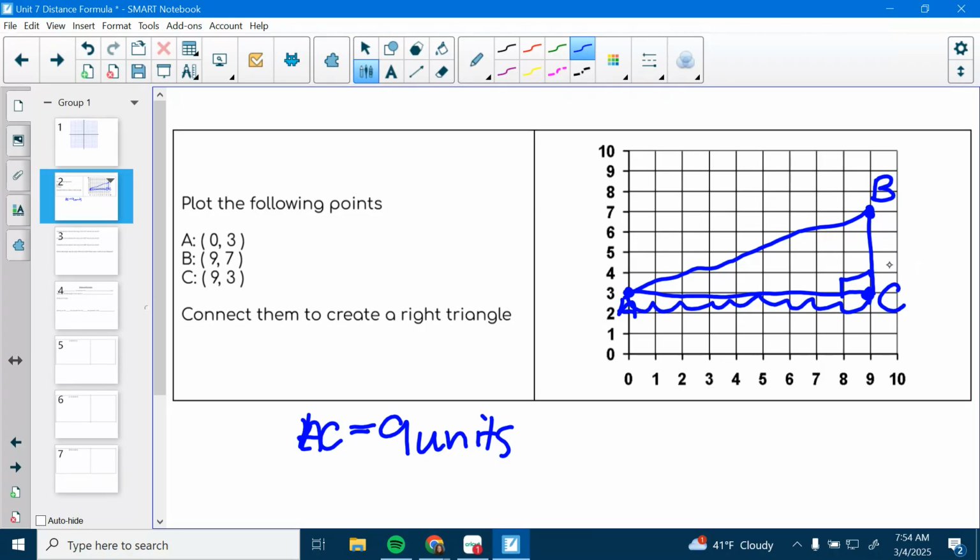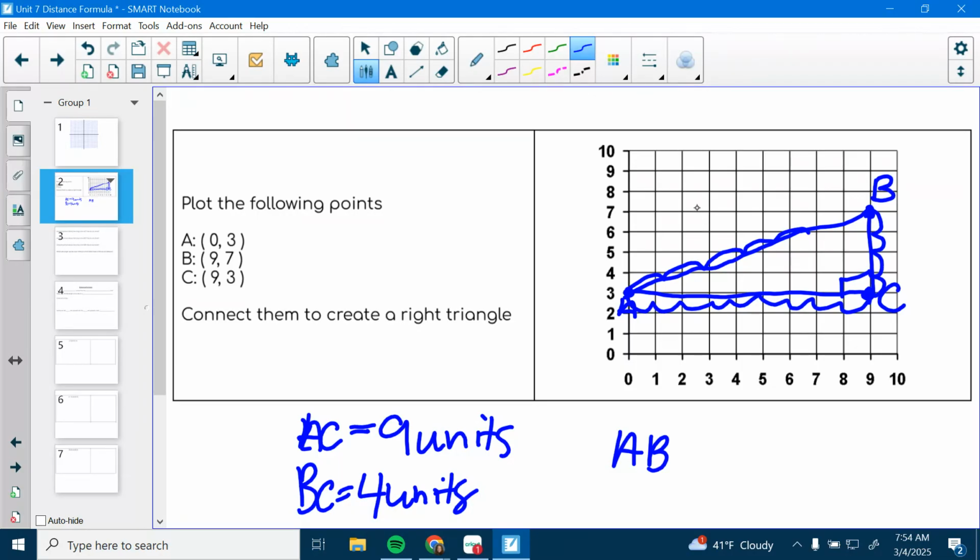I can do the same thing for B to C. Start at B, go down 1, 2, 3, 4, and so I find BC equals 4 units. Okay, but I can't do that same thing for A to B. A to B, well, I could count to the side, except I'm also moving up every time I'm moving to the side, so my movements are not in one direction, they're in 2 directions.